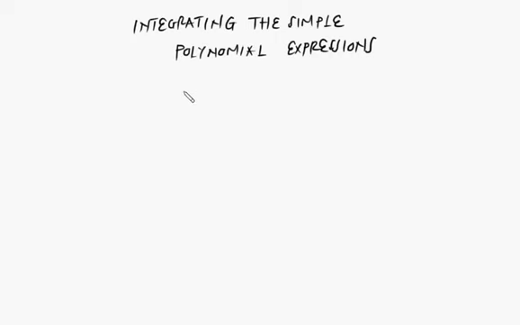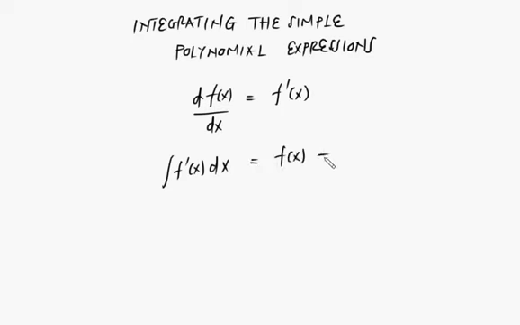But before that, let us revise a particular concept we did in the previous tutorial. We said if you have a function f of x and you differentiate it with respect to x, you get a derived function. And then if you integrate this derived function with respect to x, you get the original function plus c, where this c is a constant.